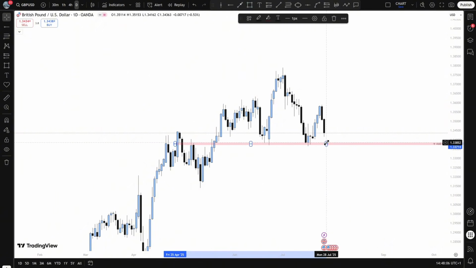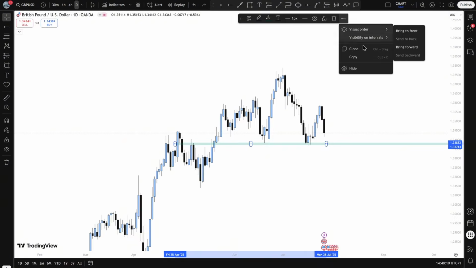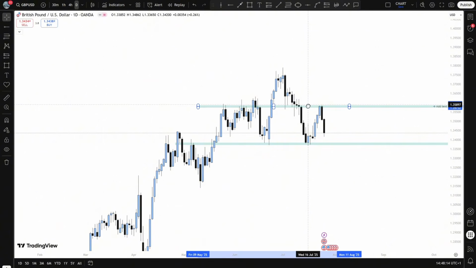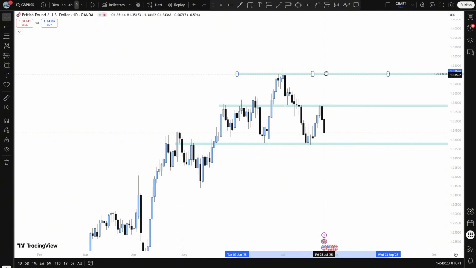Okay, this is a clean daily support. I'm going to have to change that color to green real quick. I'm also going to mark another key level here, just like this. We have a resistance, and this is a resistance zone, very clean around that level. Let's mark another key level, and this is also a resistance zone. This is a daily resistance.